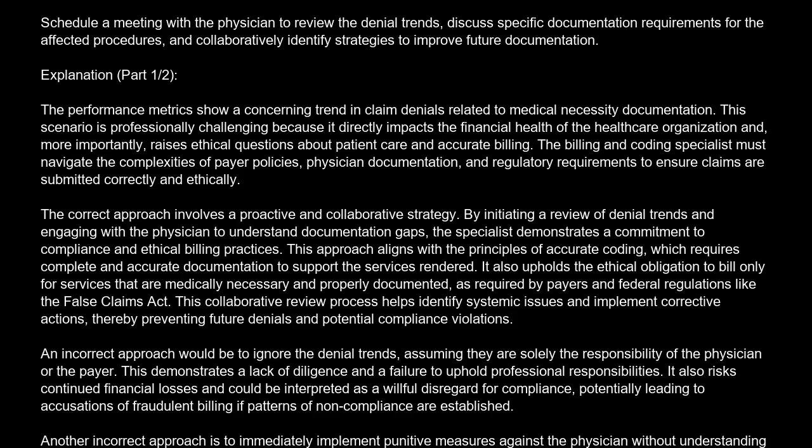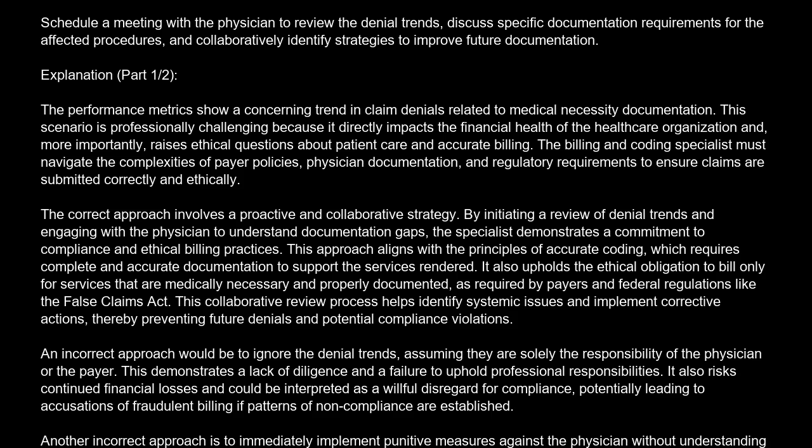Explanation. The performance metrics show a concerning trend in claim denials related to medical necessity documentation. This scenario is professionally challenging because it directly impacts the financial health of the healthcare organization and, more importantly, raises ethical questions about patient care and accurate billing. The billing and coding specialist must navigate the complexities of payer policies, physician documentation, and regulatory requirements to ensure claims are submitted correctly and ethically.